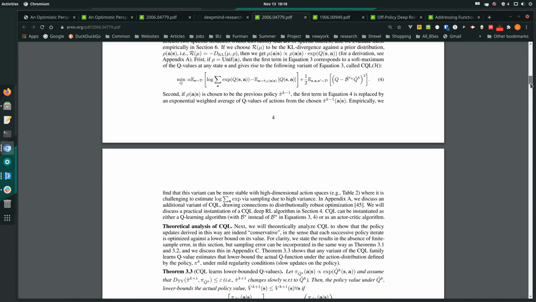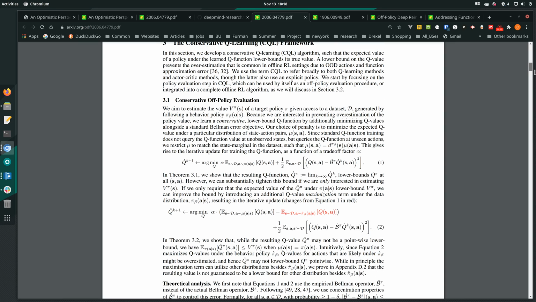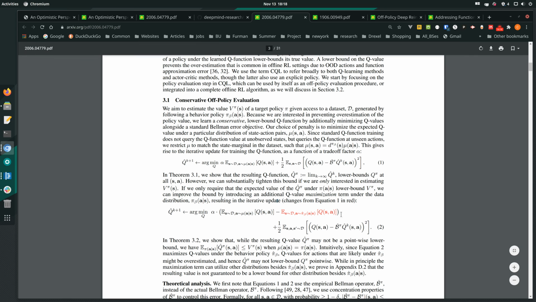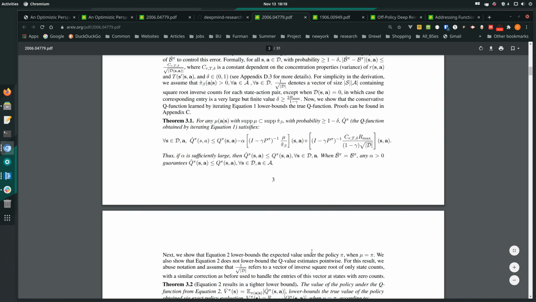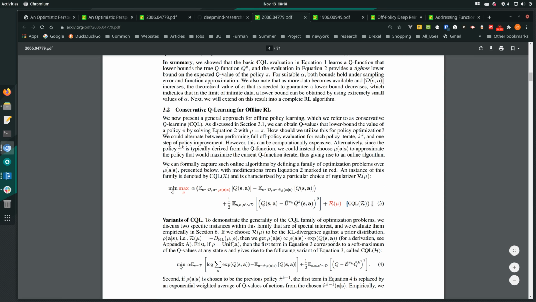Maybe equation 2? Yeah, there's no way for me to find it. Oh, probably over here. Two or 3 actually, because... Oh, it's here. It's 3. CQL. Yeah, it's 3. Yes.